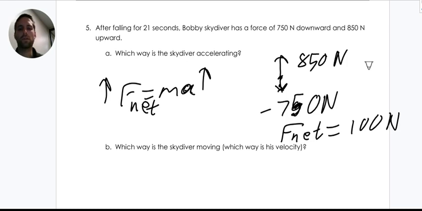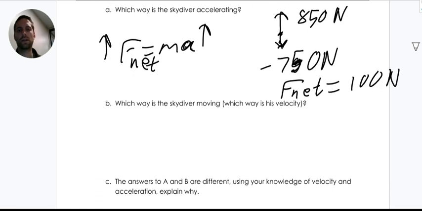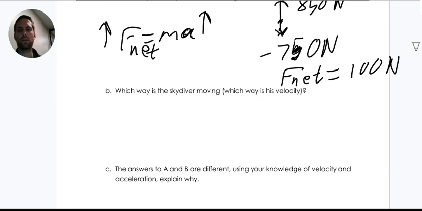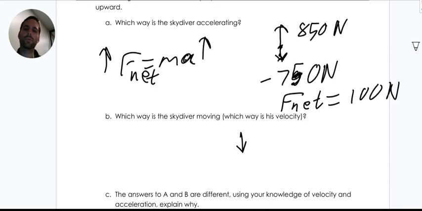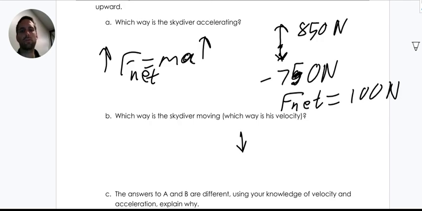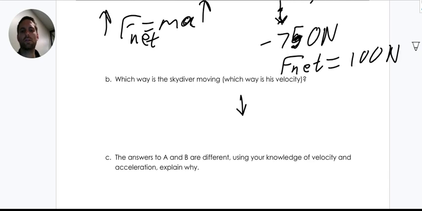However, the skydiver would be moving downward. Or could be moving downward. I would assume he would be still. He could have just had a brief updraft of air, but he could still be falling down.